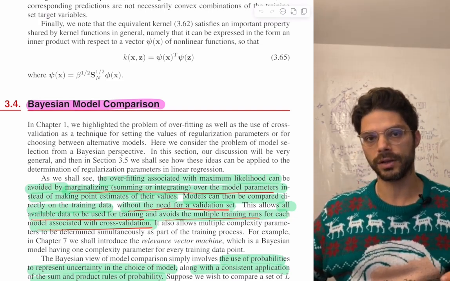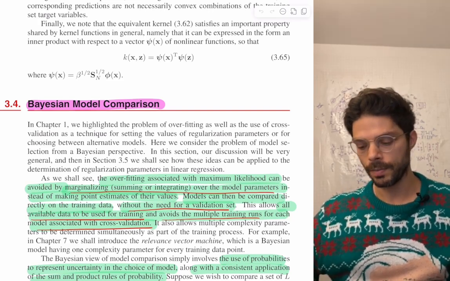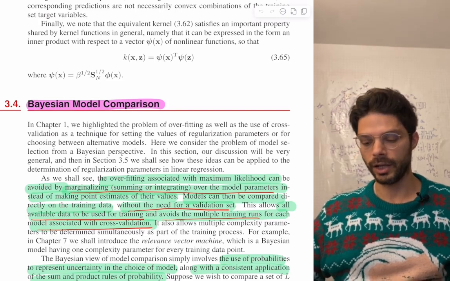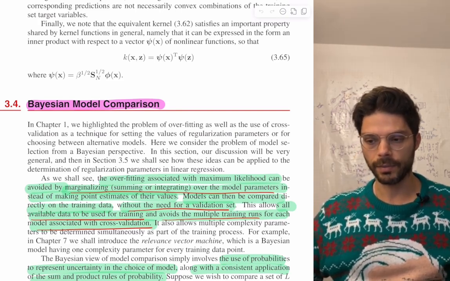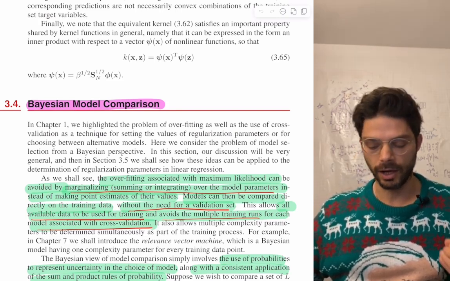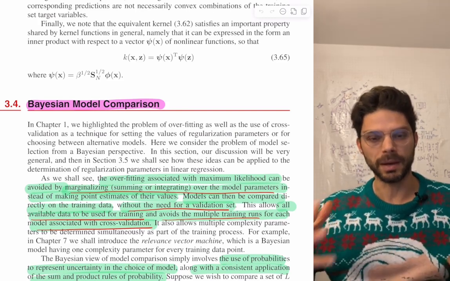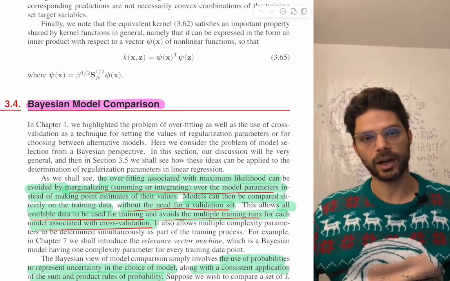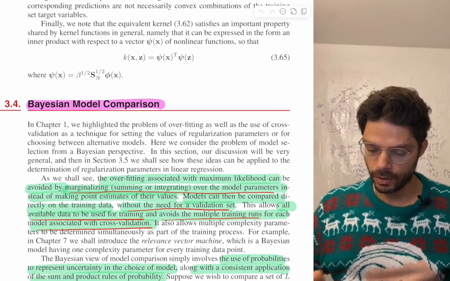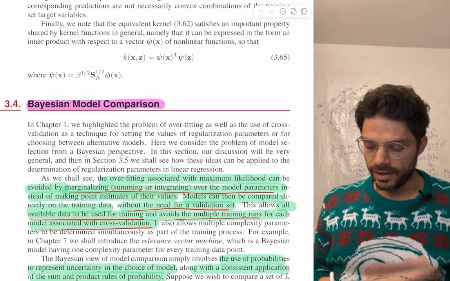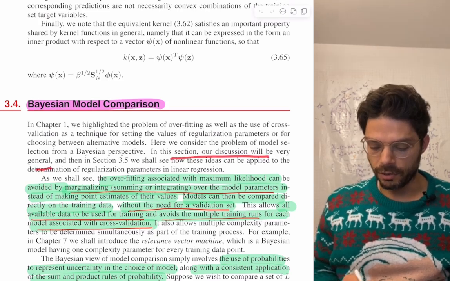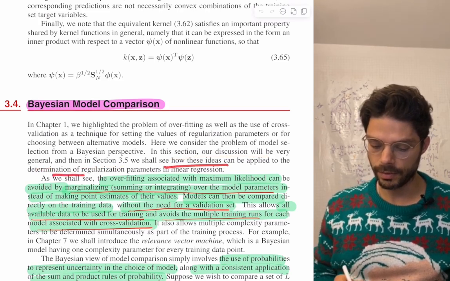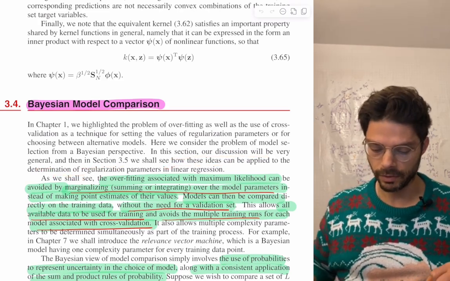So this section actually is all about intuition. So there aren't any very solid calculations, but there are some very useful approximations that we're going to use. That'll give you a big picture of what's going on. The calculations will come in the next section, section 3.5. Okay, so as you said, our discussion will be very general, and then in section 3.5 we shall see how these ideas can be applied to the determination of regularization parameters in linear regression.